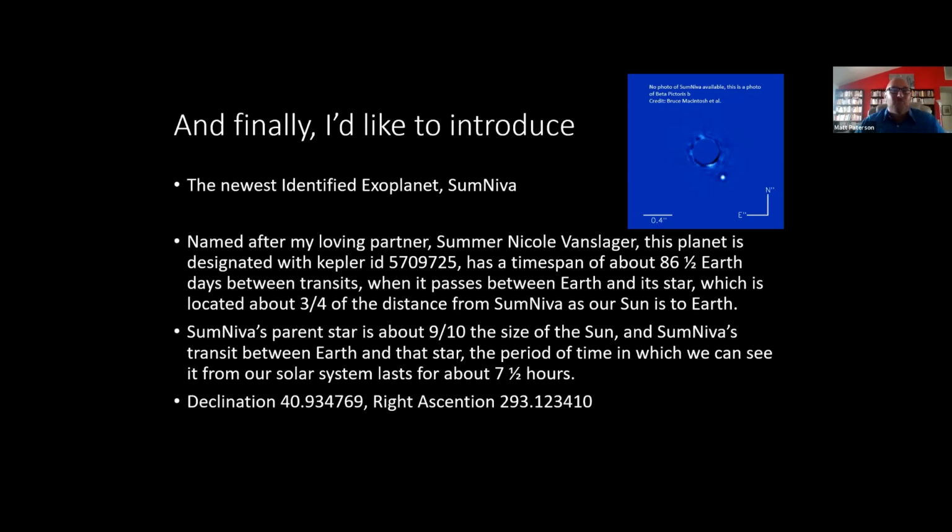This planet is roughly 3/4 of an AU away from its star, or 3/4 of the distance that Earth is from the sun. Their star is about 90% the size of ours, and the planet is roughly 3 times the size of Earth. The planet is at Kepler ID 5709725, so you can find it in the Kepler Objects of Interest dataset. And if you have a telescope, you can pop in declination 40.934769 and right ascension 293.123410. And for 7.5 hours at a time, every 86.5 days, you can see maybe SumNiva.